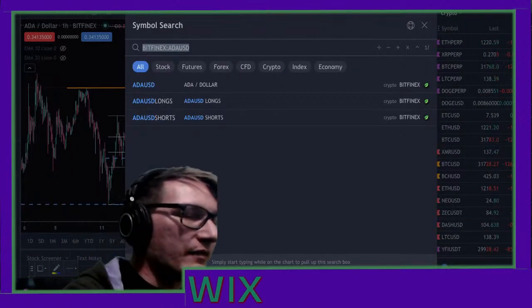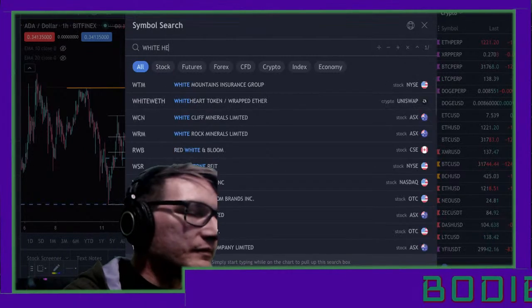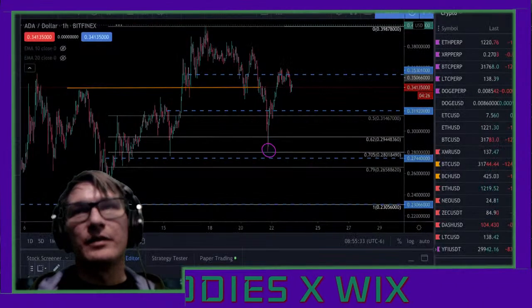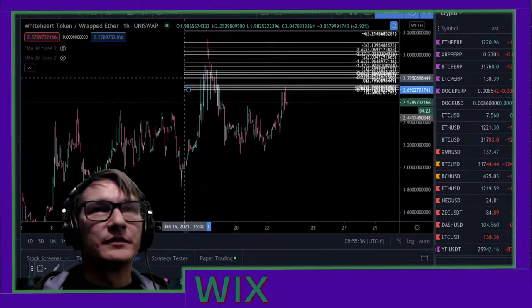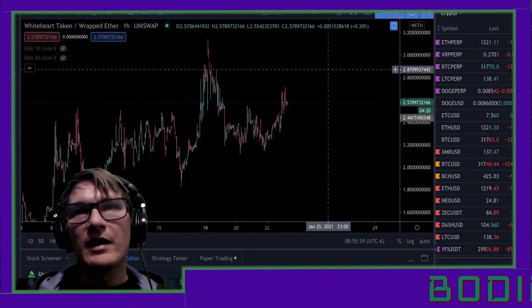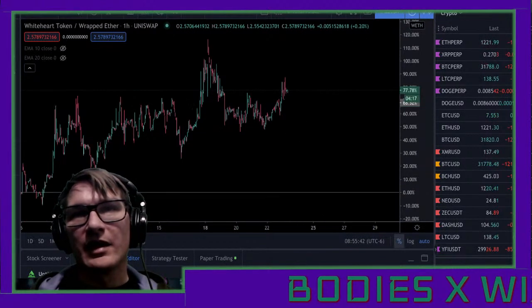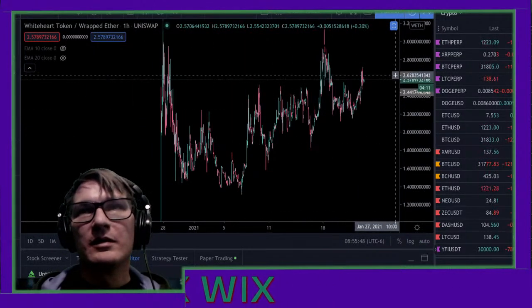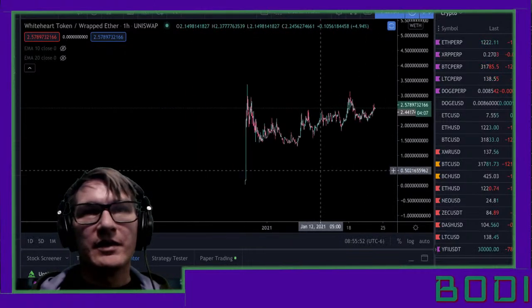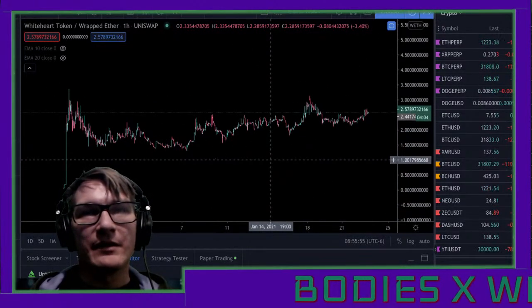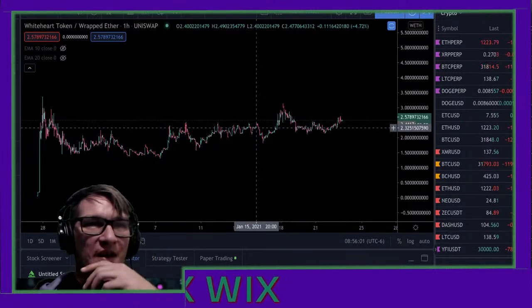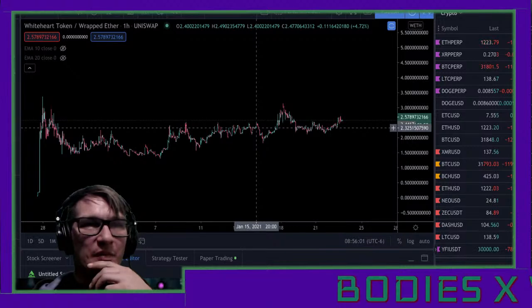I wonder if White Heart is even in here. There we go, White Heart talking with wrapped ether. Huh. I know White Heart is about $14, something like that. I don't know how much that is compared to wrapped ether. I do know it is a fairly bullish coin. Let me see if I can find a different way to find White Heart.